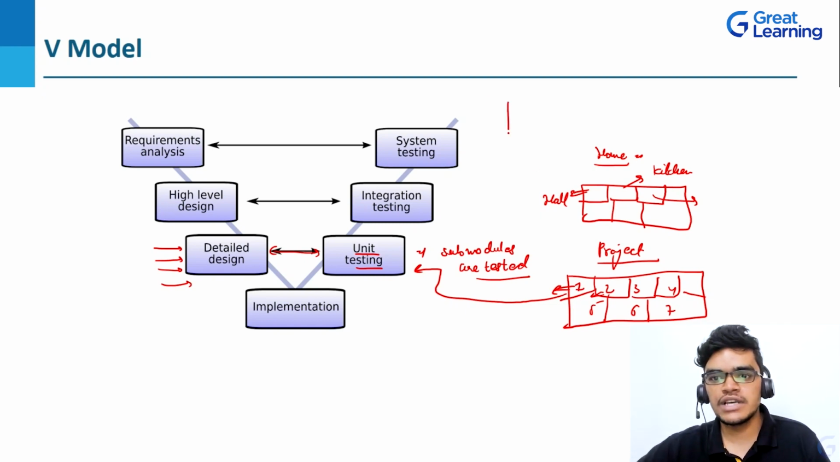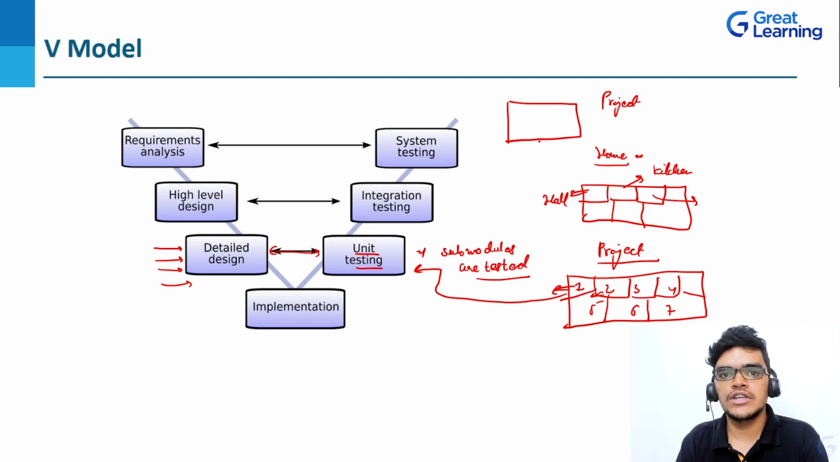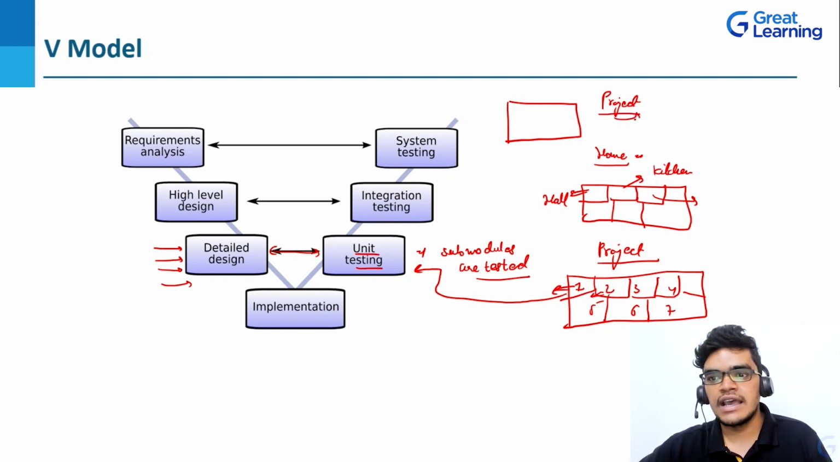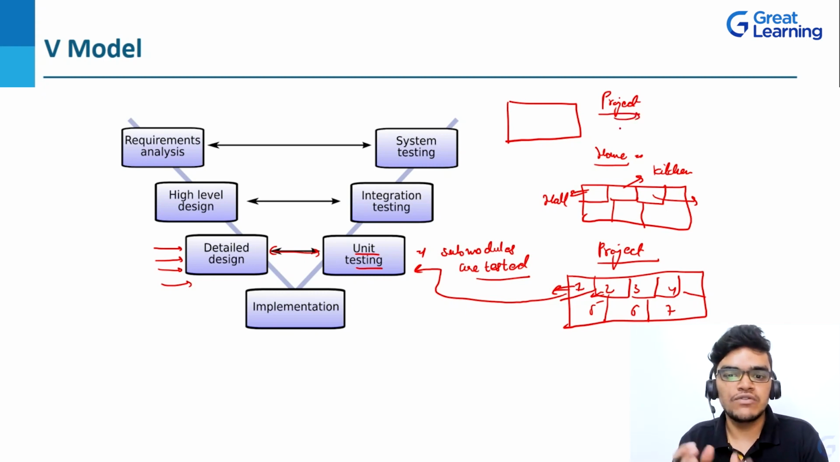So the entire project, let's suppose this is the entire project. If you are not using unit testing and you are doing the testing, then the entire project will be tested and it will take more time. But once you use unit testing, there is testing of the sub modules, right? So it will be easy to do testing and the time taken will also be less, right? And here if you see, we are doing the testing of the detailed design phase. So basically here the unit testing is done in detail.